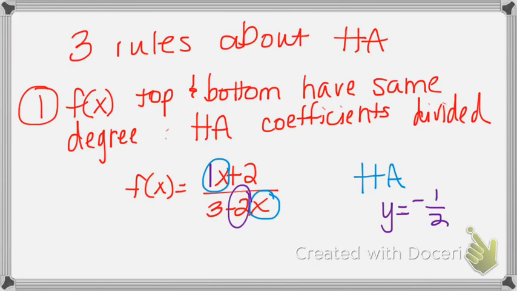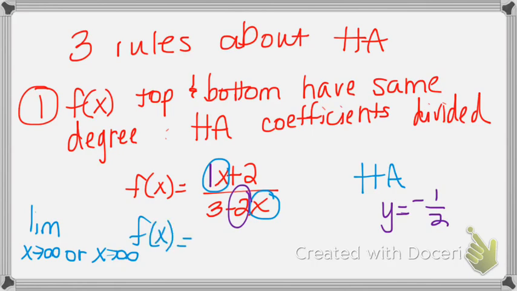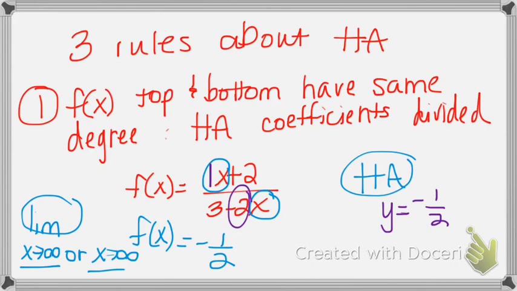In turn, if I wanted to find the limit as x approaches infinity or as x approaches negative infinity of this function, the answer is negative a half. The horizontal asymptote is the place where the graph is getting close to as you approach infinity or negative infinity.